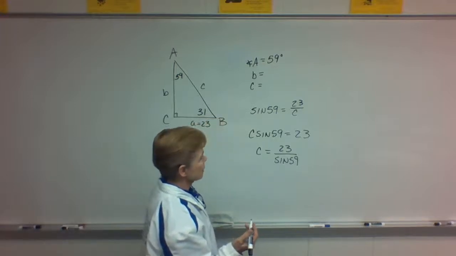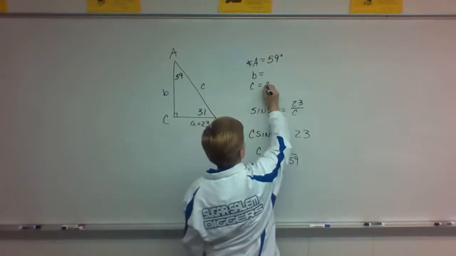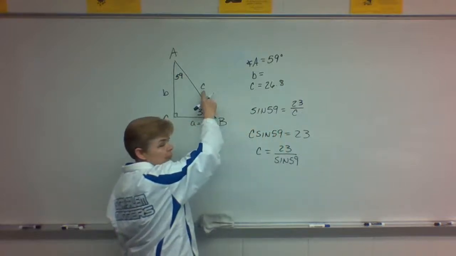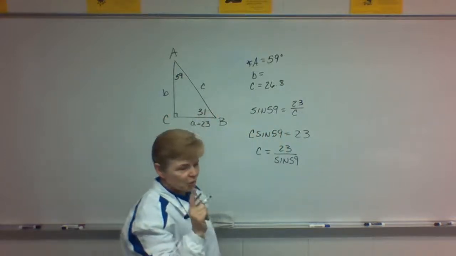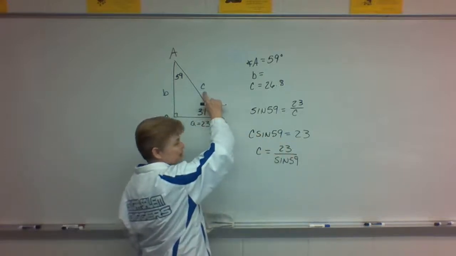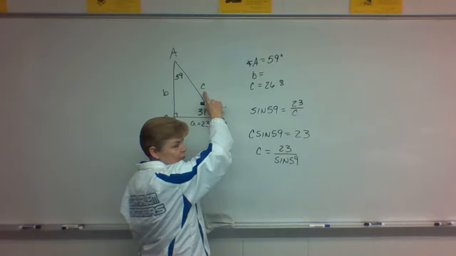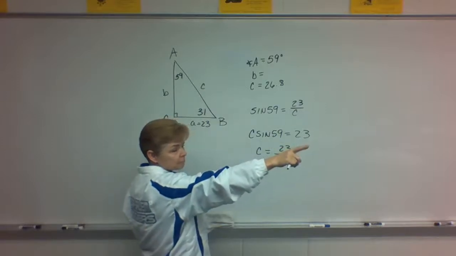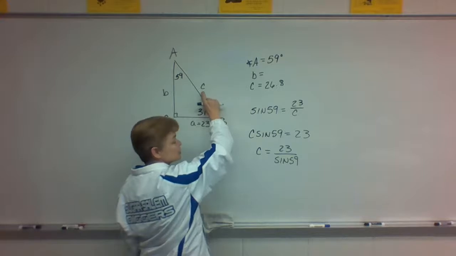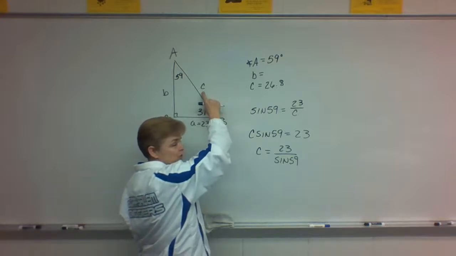26.8. That was C, 26.8. Should we put 26.8 right here? I recommend you don't, and the reason why is because this isn't really 26.8. It's 26.8 something, a whole bunch of other digits, right? Don't use this as part of your next calculation unless you absolutely have no other choice.